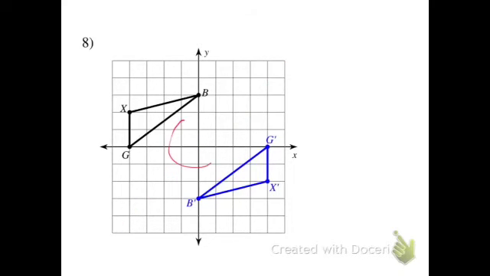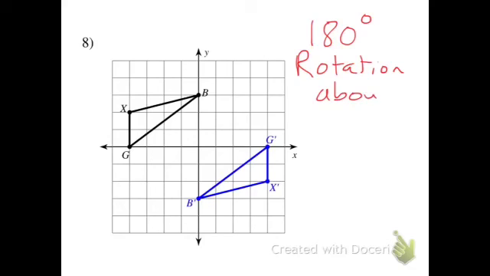It's actually a rotation, because if you rotated B around 180 degrees, it would be right there. And if you took G and did a 180, it'd be over there. So this one is a rotation. It's a 180-degree rotation about the origin. And that's going to be all the way up to 8.